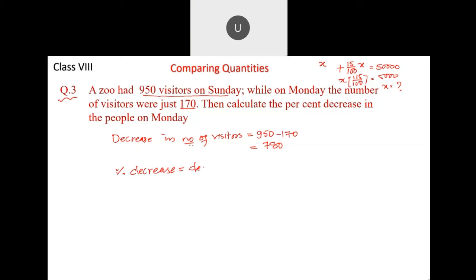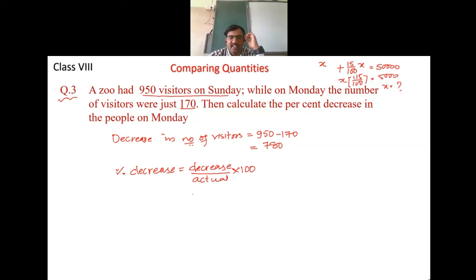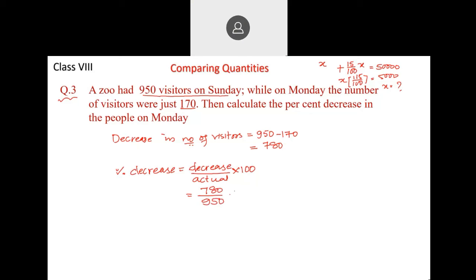The actual formula you have to remember: it is the decrease upon actual multiplied by 100. Actual is 950, which should be considered as the reference. 780 by 950 into 100. So one of the zeros gets cancelled. 82 point something. 82%, sir.